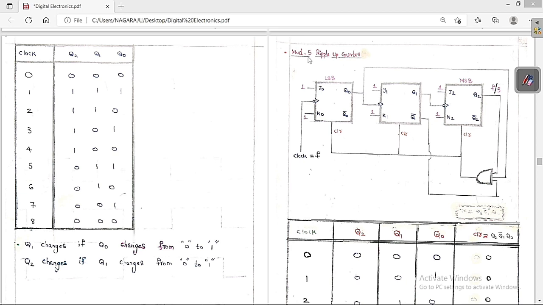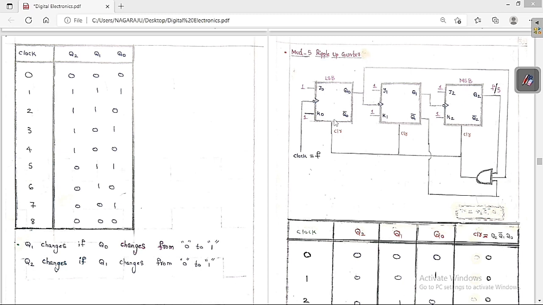So now we are going to discuss the modified ripple up counter. A modified ripple up counter means we are going 0, 1, 2, 3, 4 like that. It's a ripple up counter. Now we are going to design this modified ripple up counter so that it has only 5 unique states. So now see clearly, we are going to design the circuit.